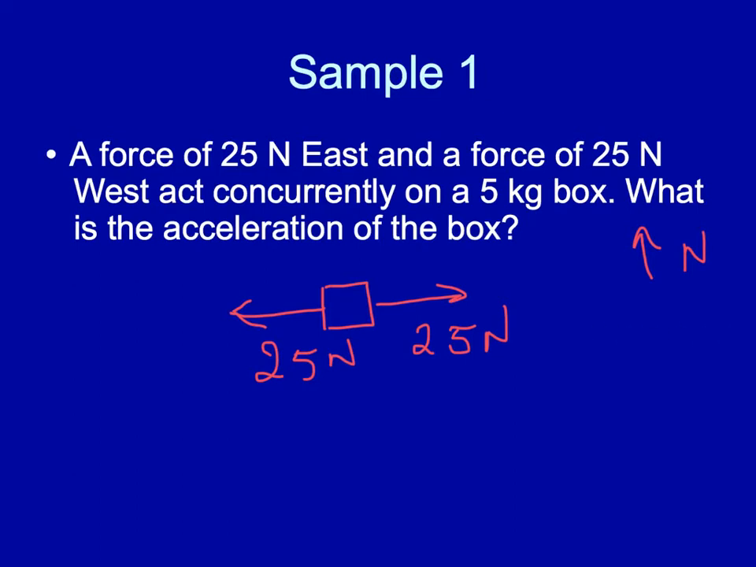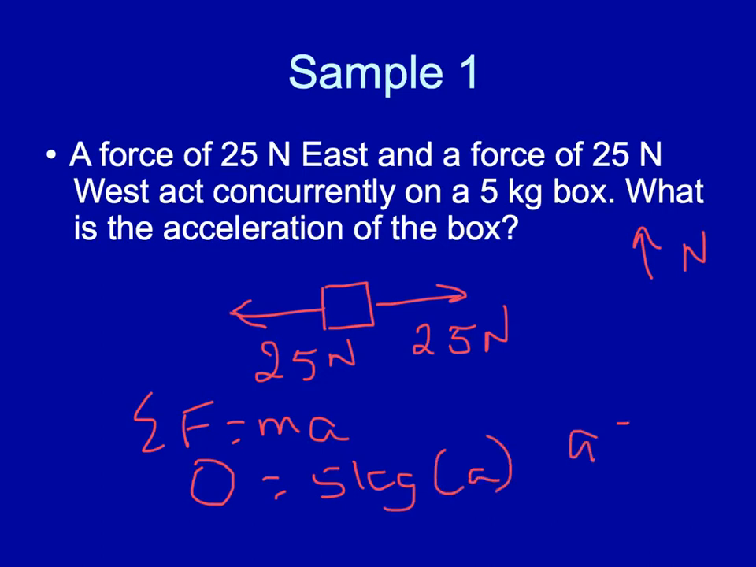So when I go to solve it, I say the sum of the forces equals m times a. Well, what's the sum of the forces? 25 minus 25 is 0. 0 is equal to 5 kilograms times a, so therefore a is 0. And again, there is no acceleration. Those forces balance each other out. You can be moving and not accelerating.